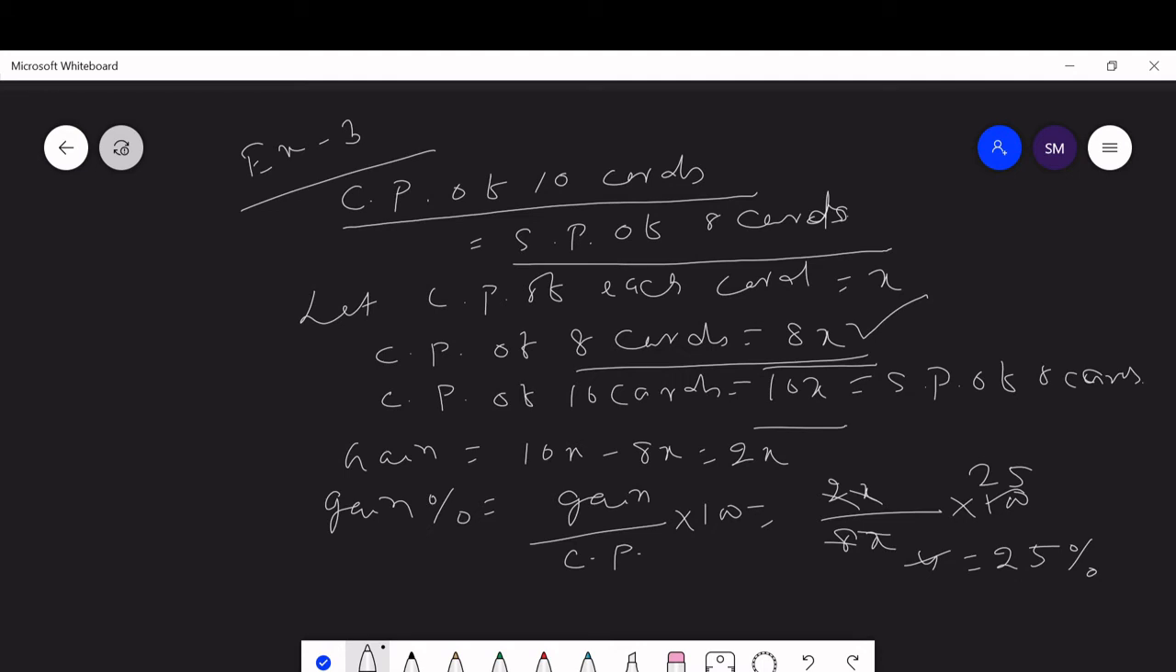Then here we have to find out the gain percentage. Gain percentage is equal to gain upon cost price into 100. By simplifying we get the gain percent is 25%. Then let us discuss another question.